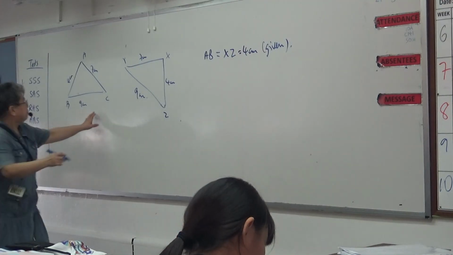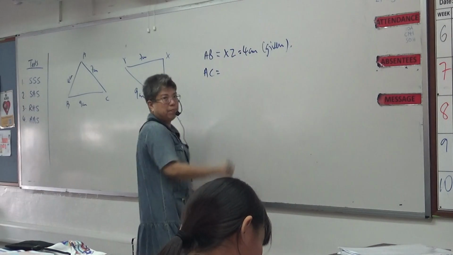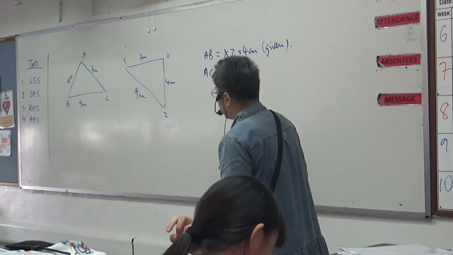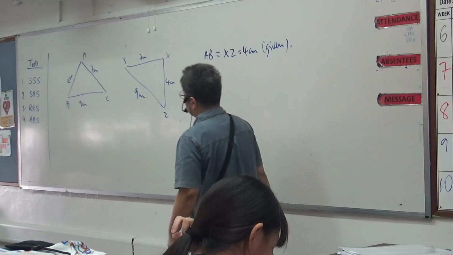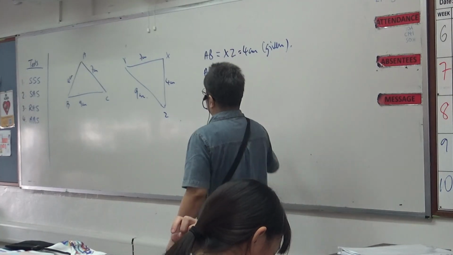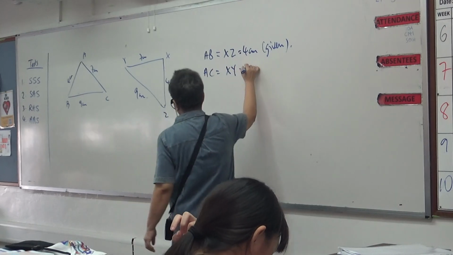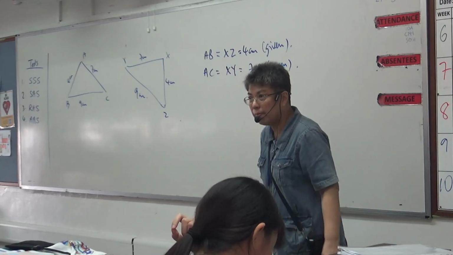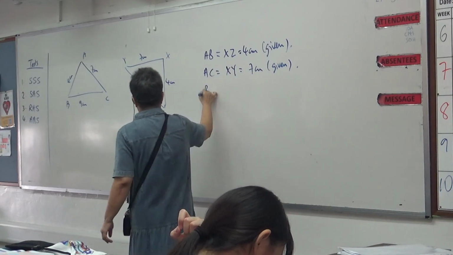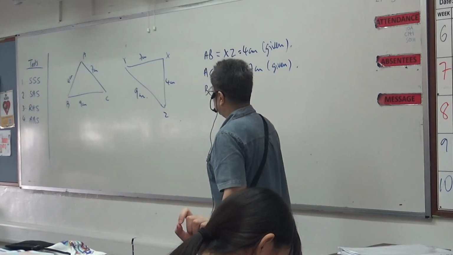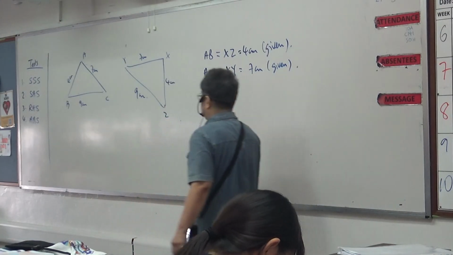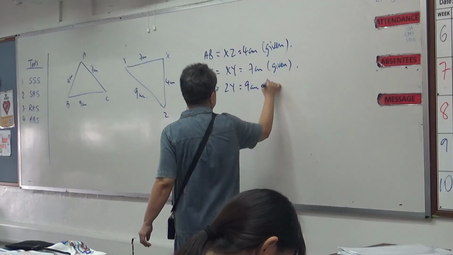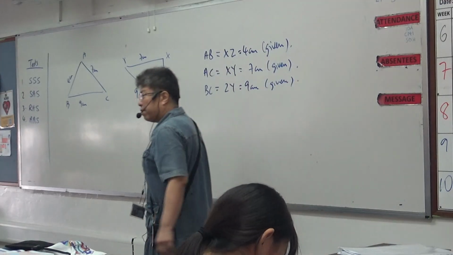Now, next line. How about AC? Can you tell me how do I write AC? Correct order. AC is equals to what? AC equals XY, which is equals to 7 cm. This is also given. What about the last line? BC is equals to ZY, right? I try to go in the same order. Okay, so this is 9 cm. This is also given. Am I right to say that?